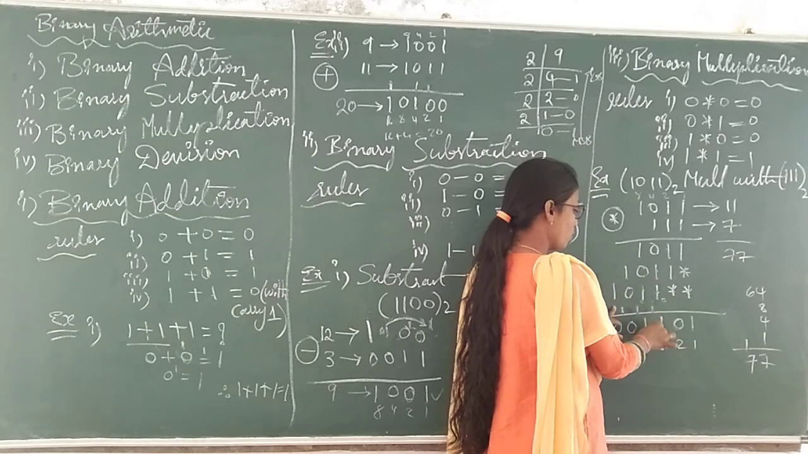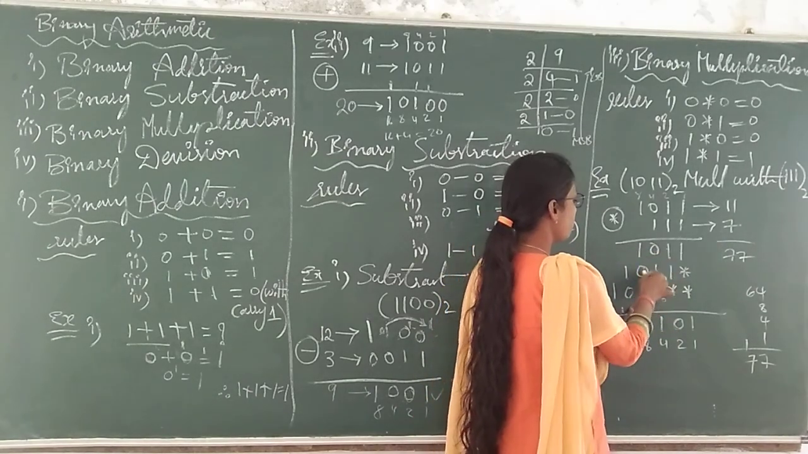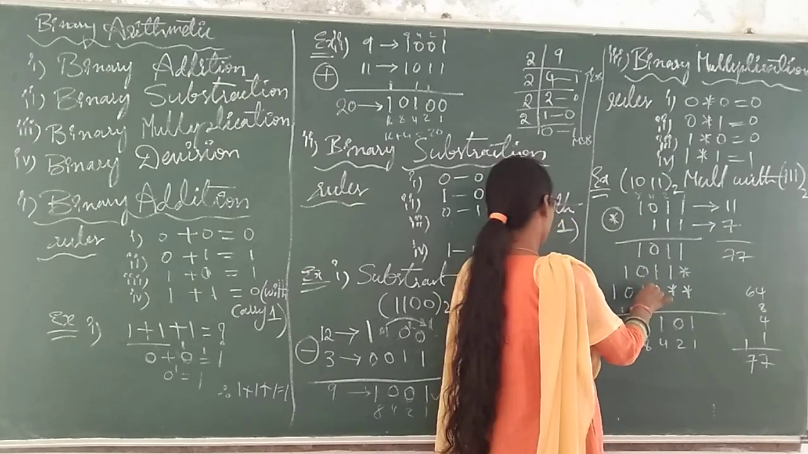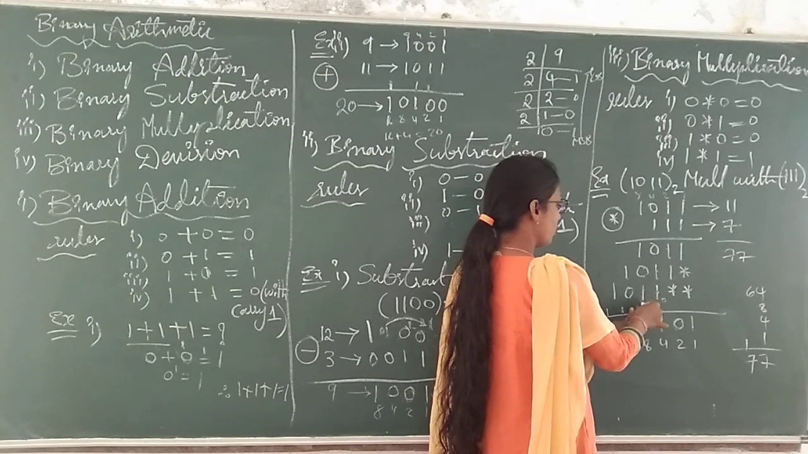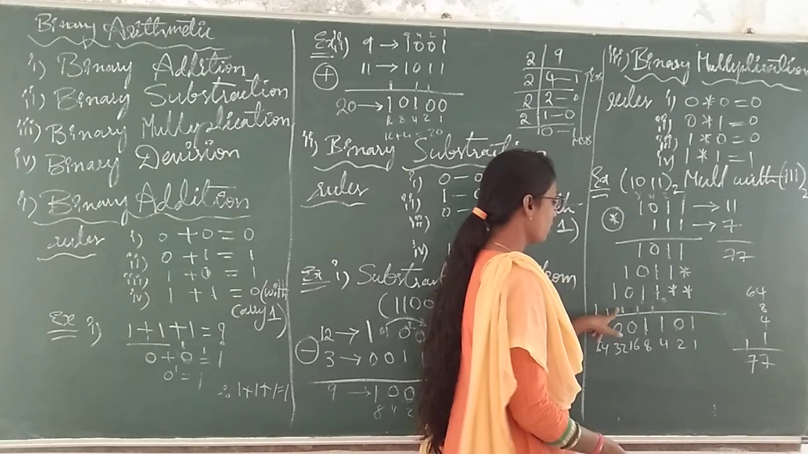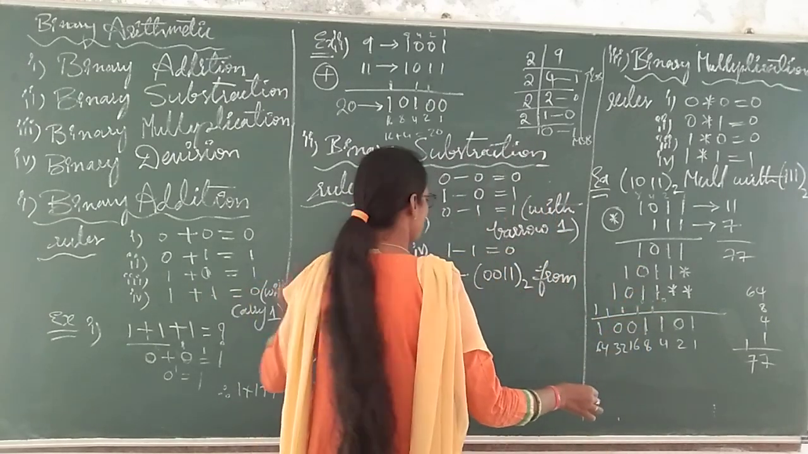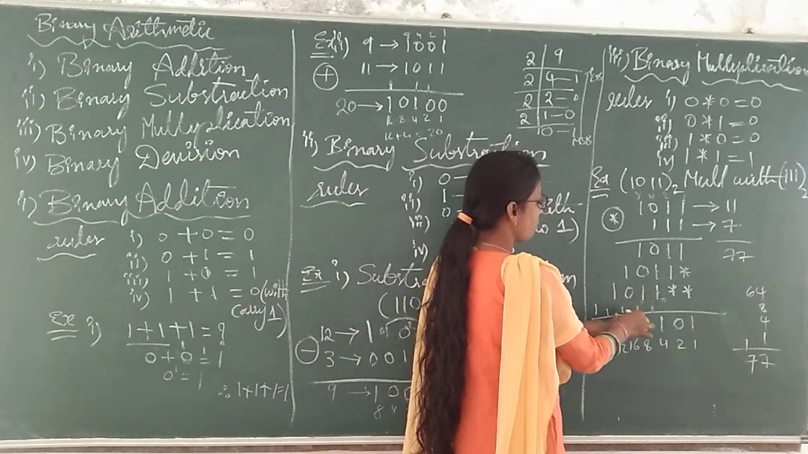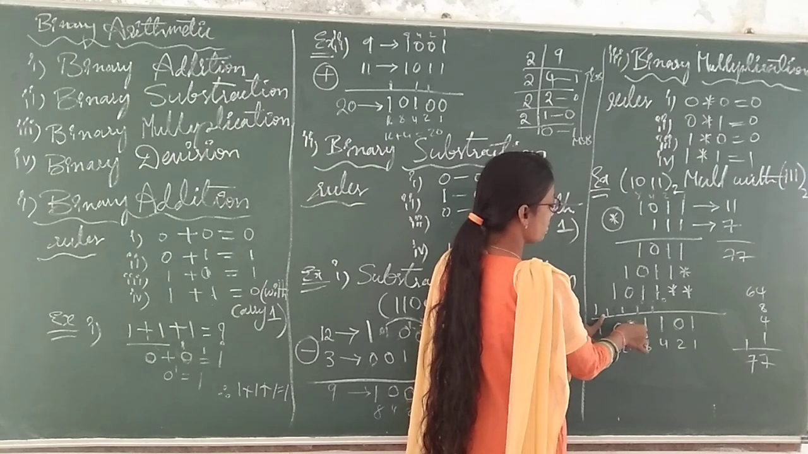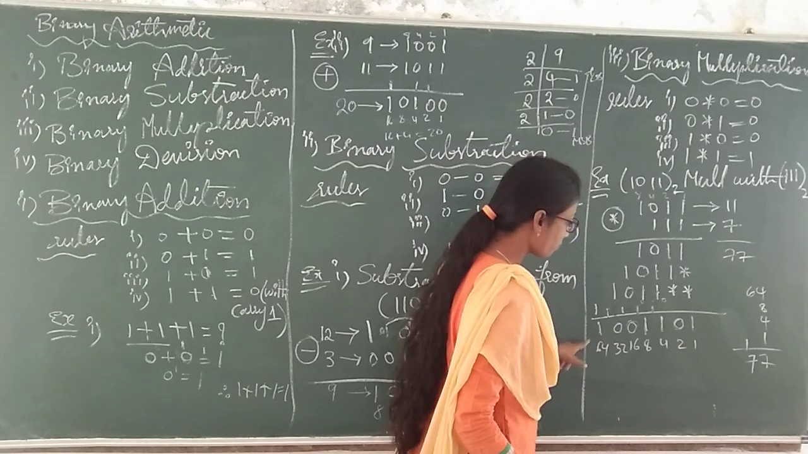And 0 plus 1, 1. Next, sorry, here. 1 plus 0 is 1. 1 plus 1 is 0. And 0 plus 1, 1. The next, 1 plus 0 is 1. And 1 plus 1 is 0. Next 0. 1 plus 1, 0 with carry 1.